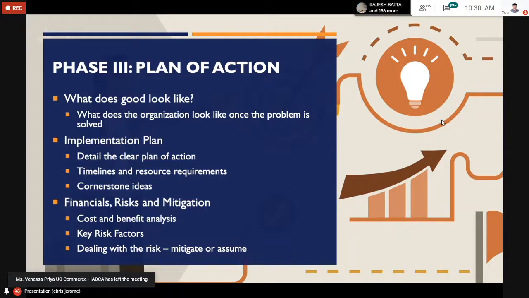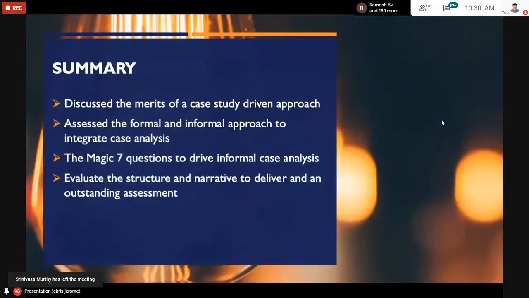What should the company watch out for in terms of risk? How are they going to deal with the risk? Is it going to be mitigated or assumed? And that will really wrap up phase three. That also wraps up the tools that I thought would be helpful to discover and to talk about with you. I hope you found it helpful.